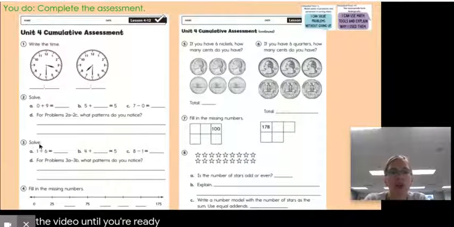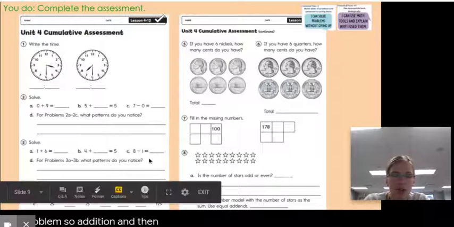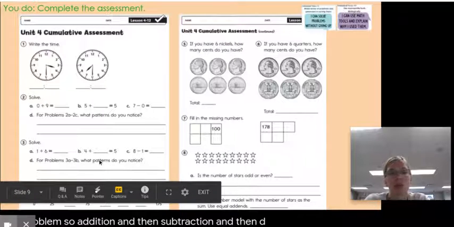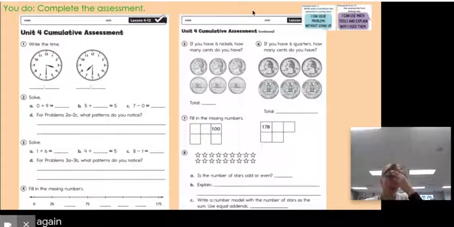For number 3, you're going to solve the problem. So addition and then subtraction. And then D, what patterns do you notice again?